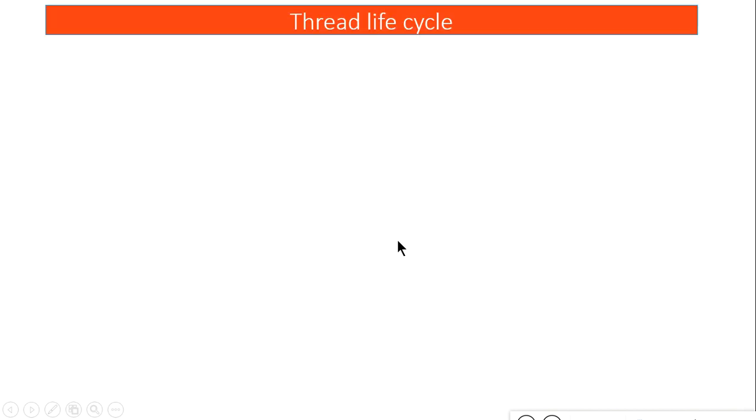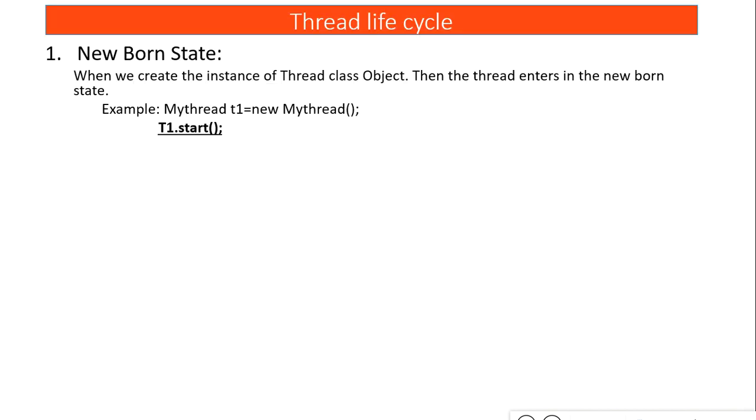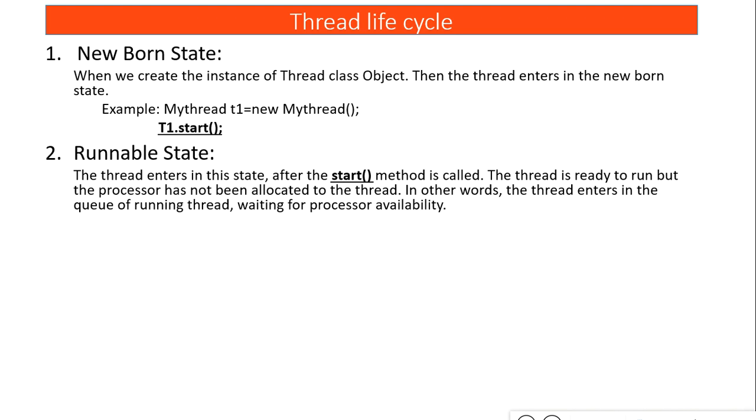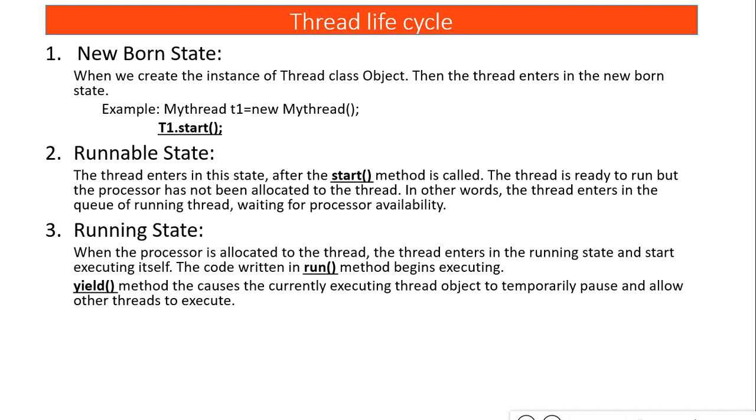Now let's go through these theoretically. Okay, so the newborn state: when we create the instance of the thread class, we enter the newborn state. I have told you earlier. Now the runnable state: once the start method hits, it starts executing and you move on to the running state, waiting for the availability of the processor. From runnable to running, the thread comes and goes, that is, it switches from one state to another, and you can call the yield method.